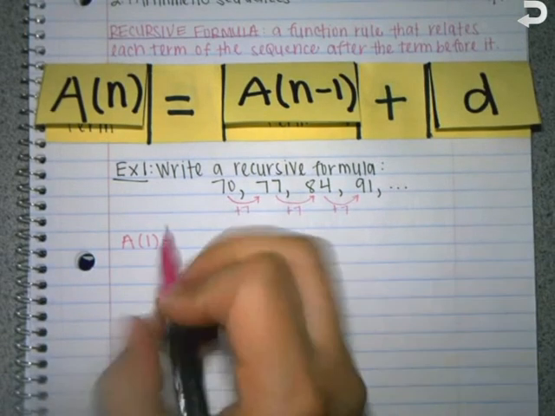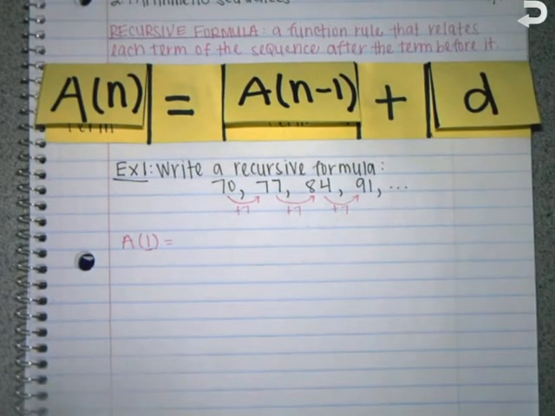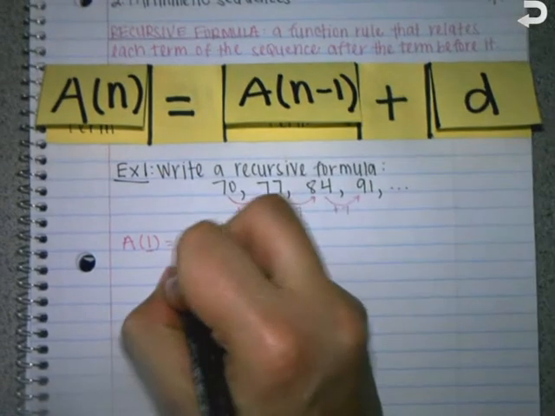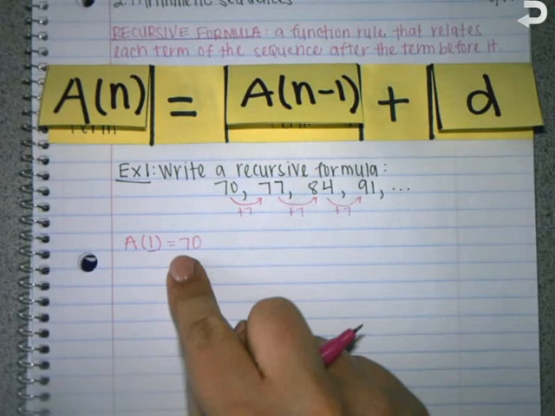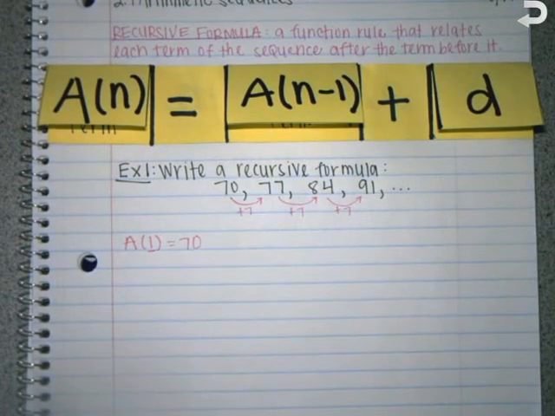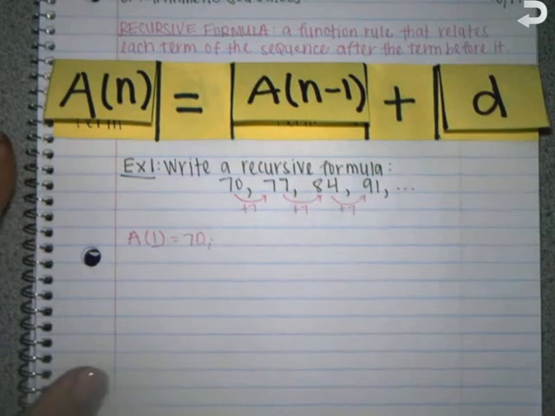A of 1 means when n is 1, or my first term. What is the first term? 70. So we start the formula by saying A of 1 is equal to 70. It's kind of like saying, here's your starting point. The first term is 70.